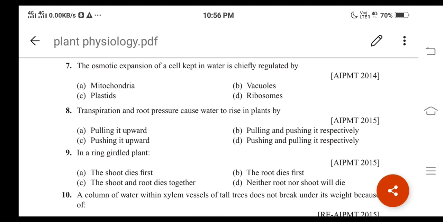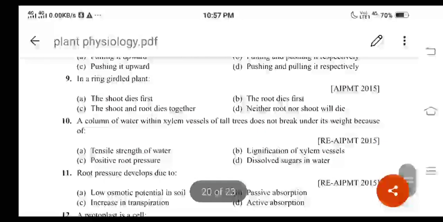Okay. And due to transpiration, the transpiration pull will be developed that can pull the water upwards, right? And if root pressure develops, it can push the water to only some extent. So option B is the correct answer, pulling and pushing it respectively, right? Then let us go for question number 9.